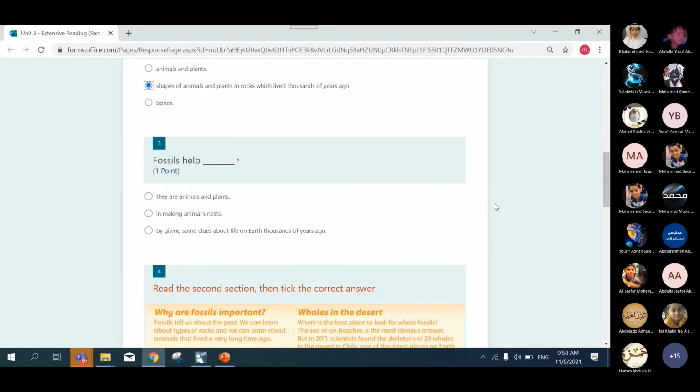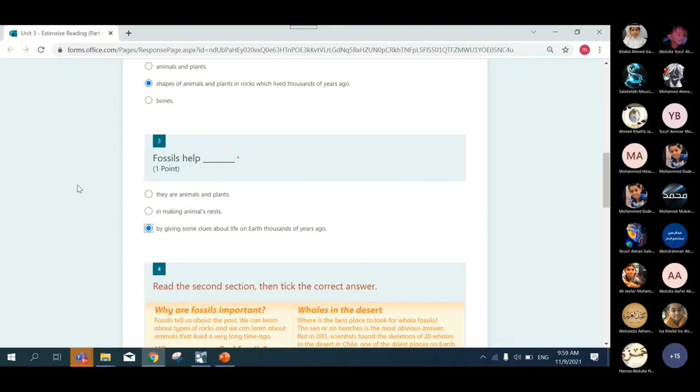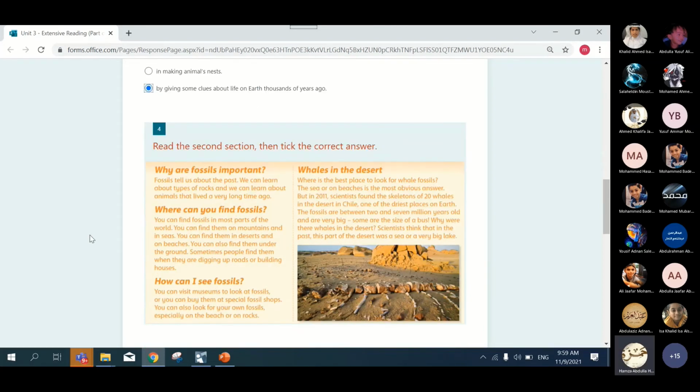Bravo, Ahmad. Adam, are you there? Fossils help us in what? By giving some clues about. Be patient, Adam. Clues here means information, facts. By giving some clues, by giving some information, giving some facts about life on Earth thousands of years ago. Which one do you think is the correct answer? By giving some clues about life on Earth thousands of years ago. I will ask the rest of the class. Class, Adam says fossils give us clues about life on Earth. Is it correct or incorrect? Correct. Yes, teacher. Okay, I will go on with you.